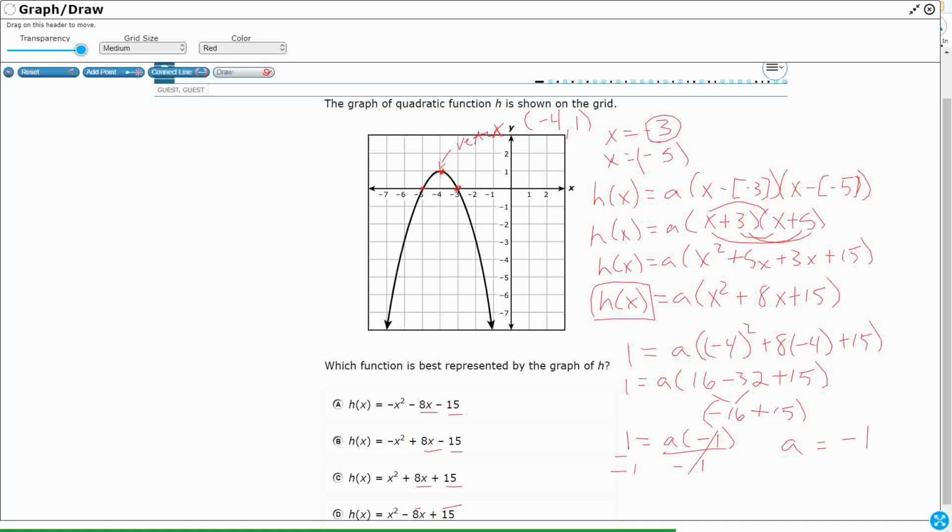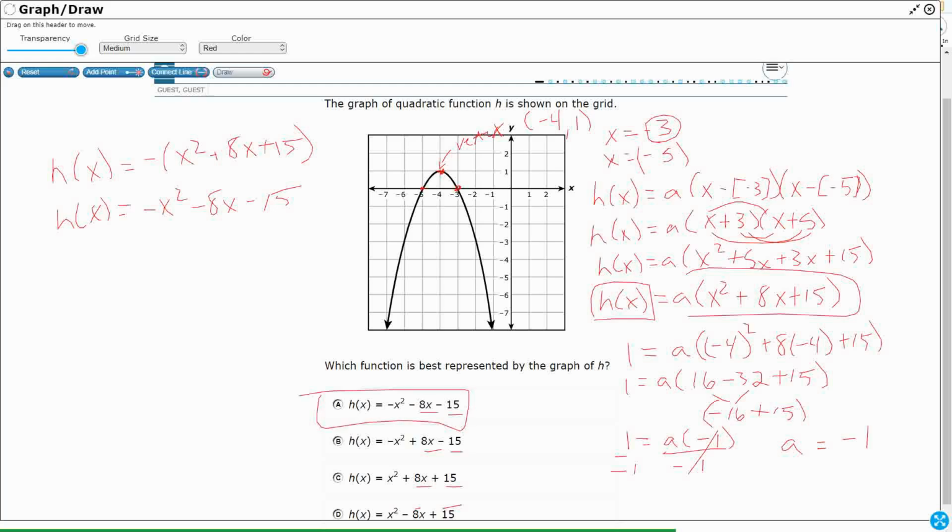All right, so now we have our full equation. h of x equals -1 times x squared plus 8x plus 15. But since we're multiplying by -1, we really don't put a -1 out there. We just put a negative. Which means it's going to end up being -x squared minus 8x minus 15. So a whole bunch of minuses. And so our answer here is A.